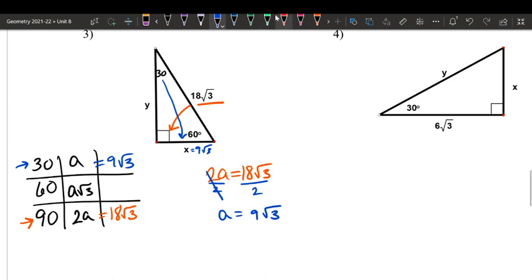And then last, I need the long leg. So I know I take the short leg and multiply it by the square root of 3. So 9 square root 3 is going to go in for a, and then times the square root of 3 again. So I'm going to do this one here. Because it's a square root 3, so a times the square root of 3, and I'm plugging in 9 times square root of 3 for a.